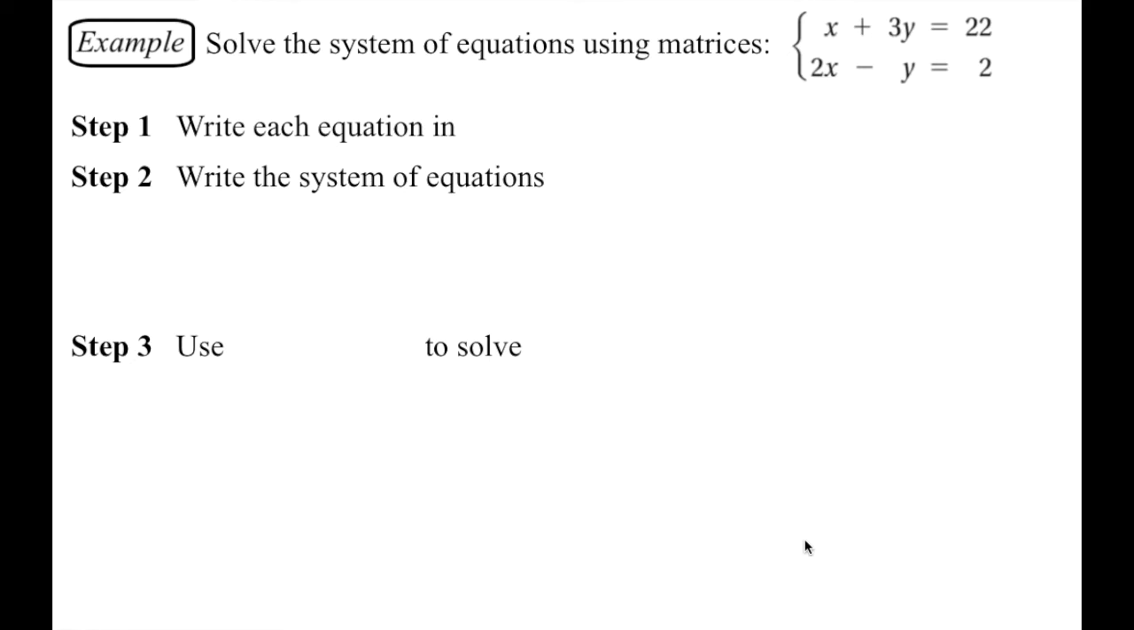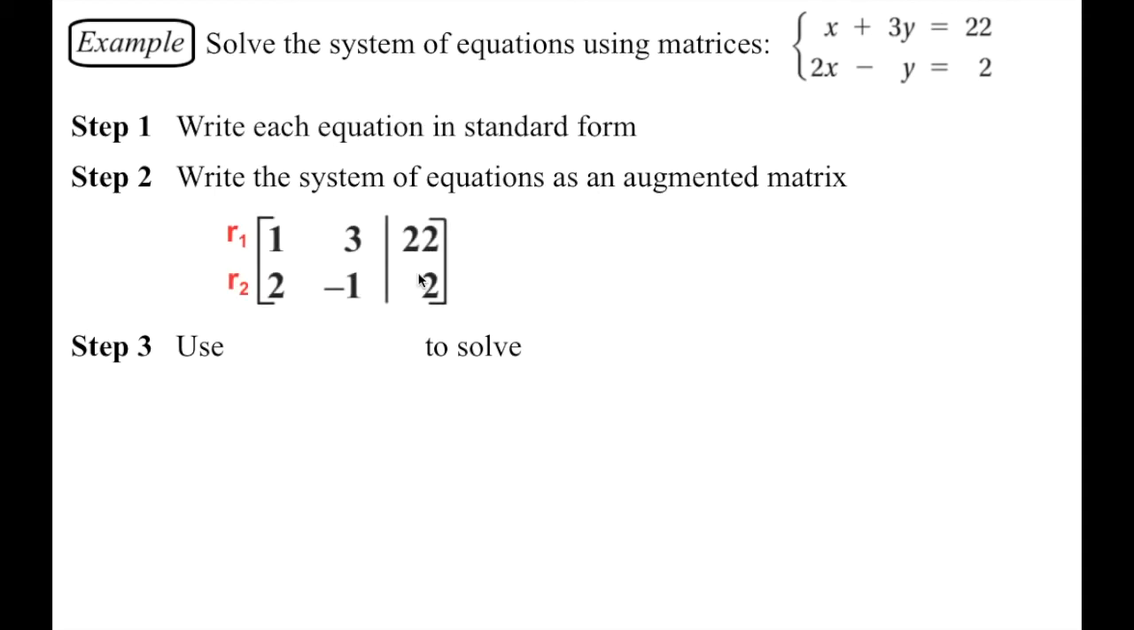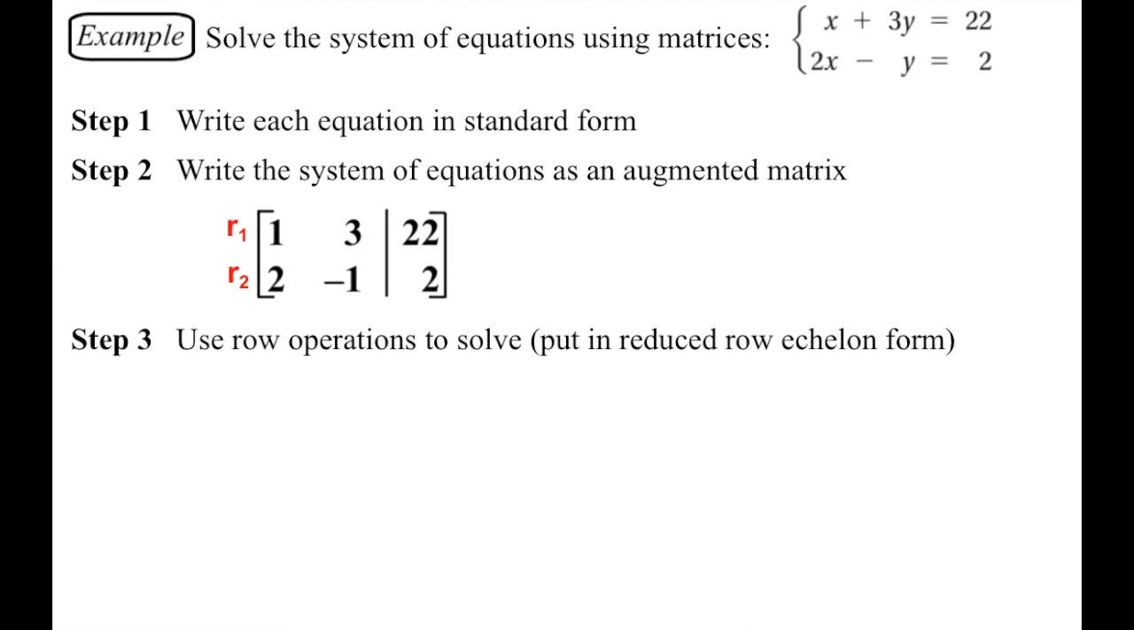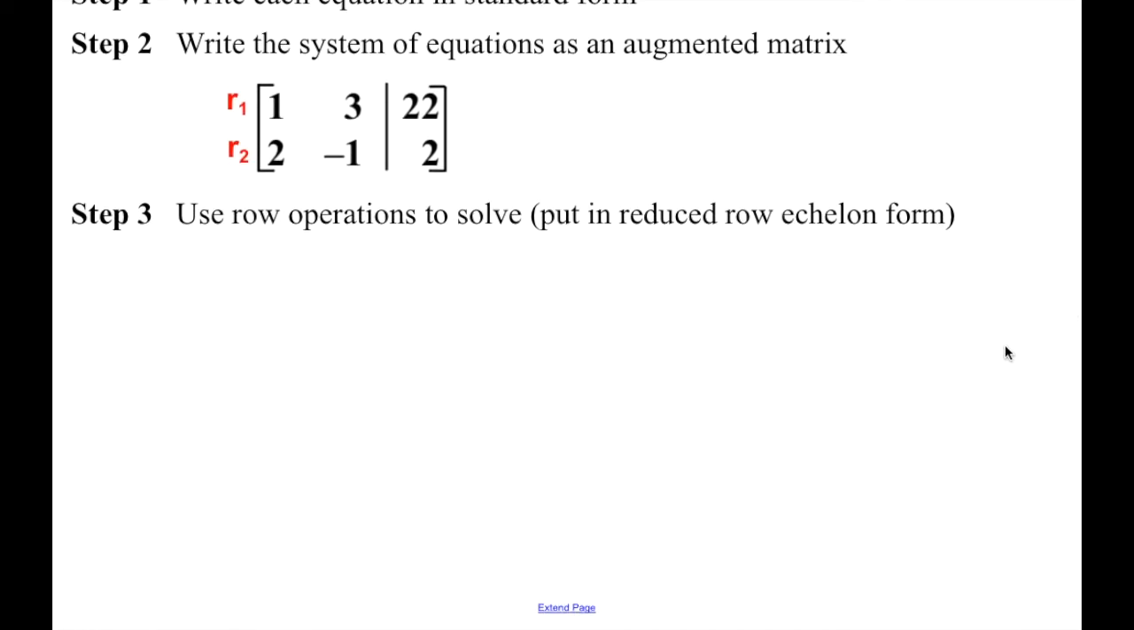In this example, we're going to go ahead and solve this system using matrices, and this one we're going to do algebraically. So first of all, we need to write our equations in standard form, and you can see they are already in standard form, so that step is done for us. The second step is to write the system of equations as an augmented matrix. So write your coefficient matrix, your vertical line, and your right-hand side. So there's the answer for that. Step 3 is to use row operations to put this in reduced row echelon form. That's where we want the ones along the main diagonal and zeros above and below.